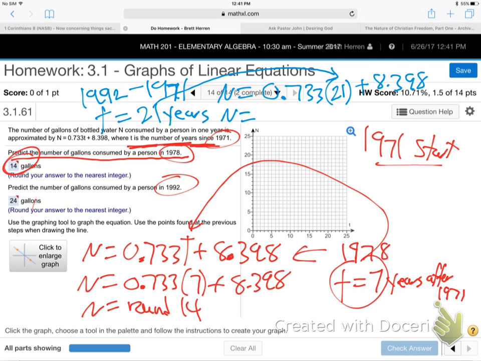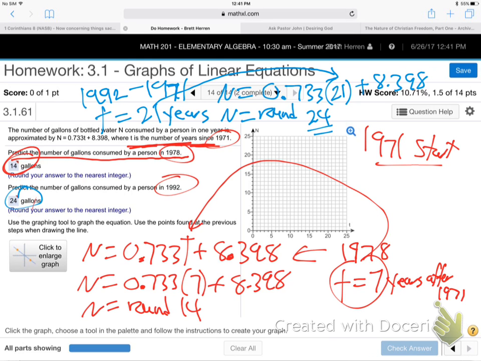And I guess it rounds to be 24. Is that right? You guys getting that? There we go. So that means 24, it's gone up, right? 1978, average person drank 14 gallons of bottled water. 1992, they're drinking a lot more, 24 gallons of bottled water per year on average. It's gone up quite a bit, almost doubled. Is that good? You guys tracking with how to do this word problem thing?